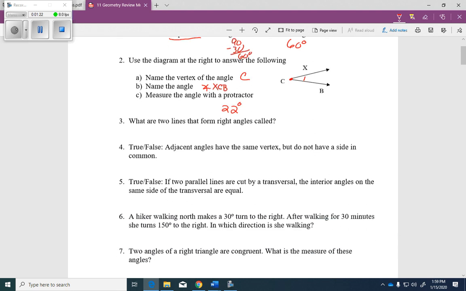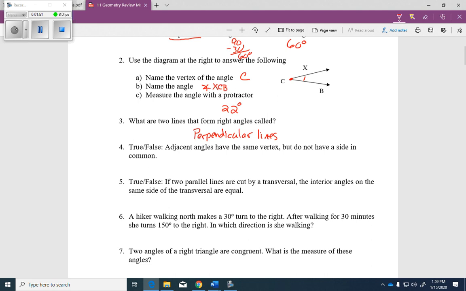What are 2 lines that form right angles called? That was on page 1 of this workbook, actually. Perpendicular lines. Those are the lines that intersect to form right angles. Parallel lines are the kinds of lines that never intersect. A transversal is that line that passes through 2 or more other lines.